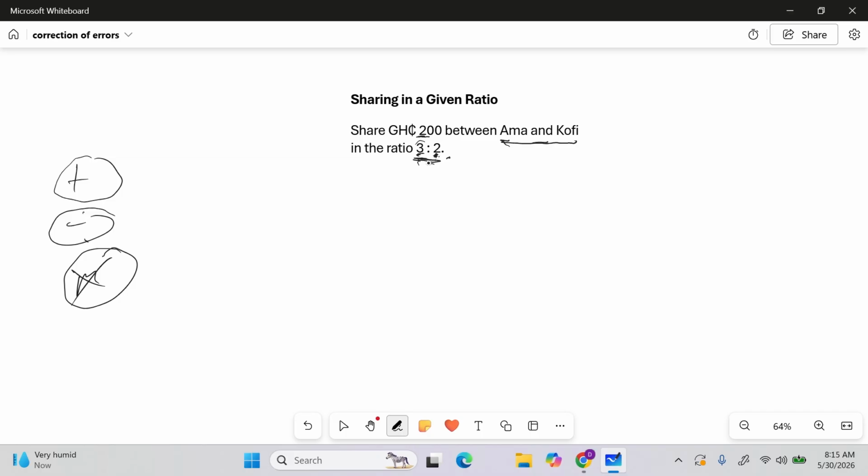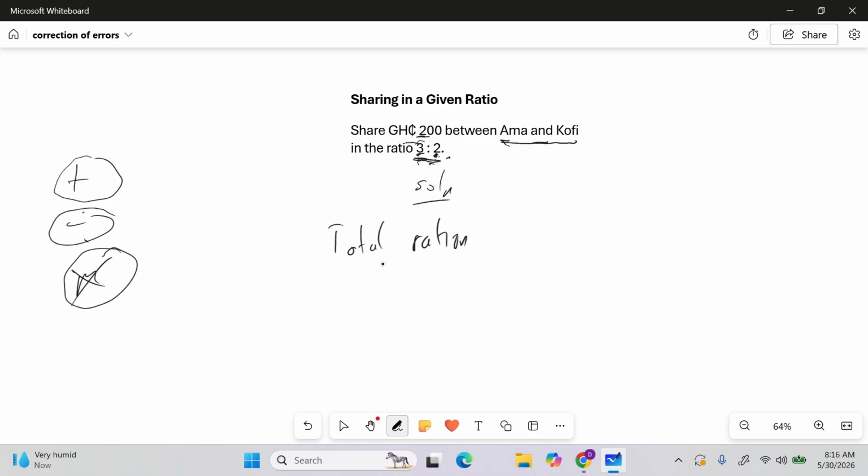Have you seen it? So Ama will take 3 parts of the money, and Kofi will take only 2 parts of the money. So let's solve it together. What you do is that, because they've given us the total amount of money that they are going to share, we need to look for the total ratio.